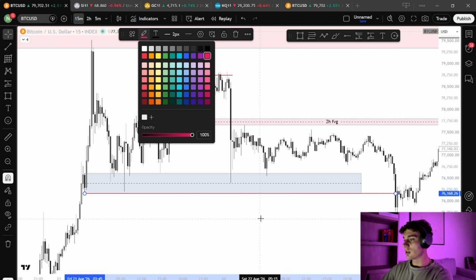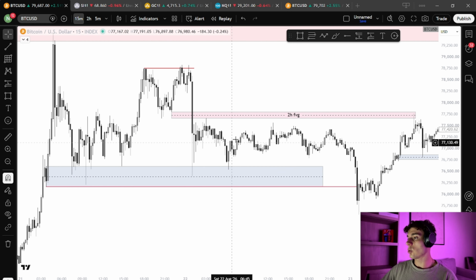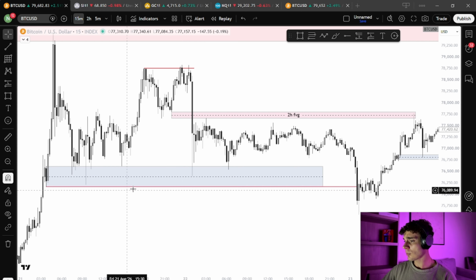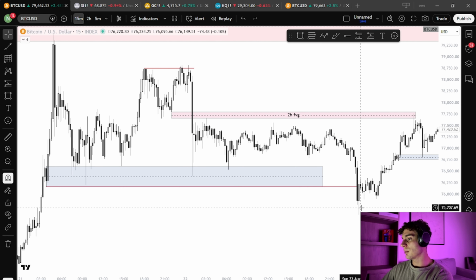I usually mark this pink. Basically the whole weekend the price was chopping, and my first idea was to try to take a short from somewhere here up to below this level, but I didn't really get any proper entry. I was trying here, I was looking, but the price just kept bouncing up again, so I didn't manage to get any shorts, and then the price finally went down and swept that liquidity.